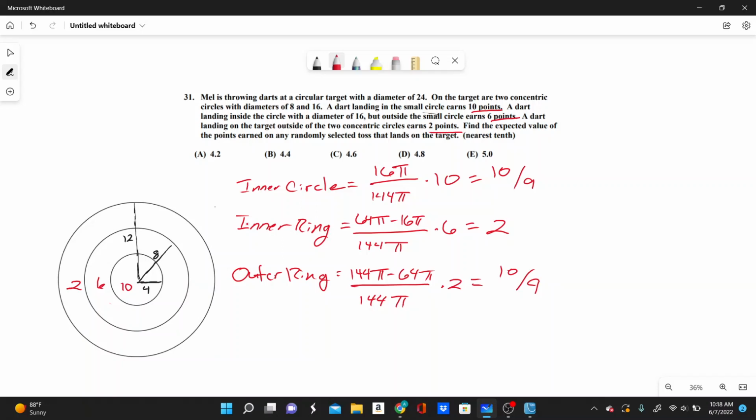And then if we want to find the total expected value for any dart on the dartboard, all we have to do is add all these together. So 10/9 plus 10/9 plus 2. 10/9 is about 1.1, so it's 1.1 plus 2 plus 1.1, and altogether that gives you around 4.2. And that's answer choice A.